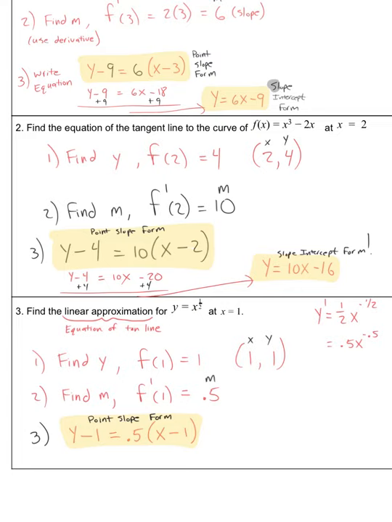So we bring down the y minus 1. We distribute the 0.5. So we get 0.5x minus 0.5 times 1 would be minus 0.5. And then we simply add 1 to both sides. All right, so my slope-intercept form would be 0.5x plus 0.5. And that is my equation of the tangent line in slope-intercept form. All right, and again, check your work.